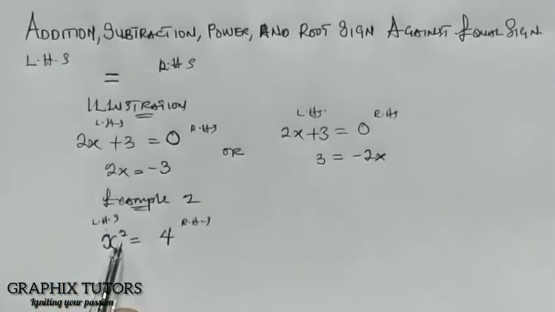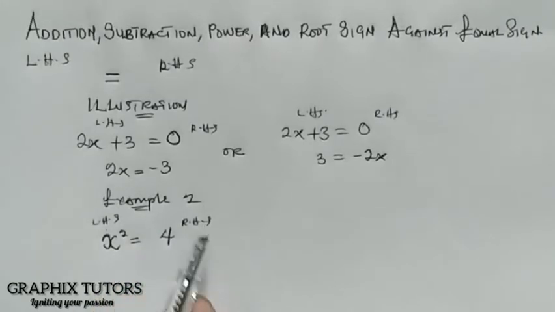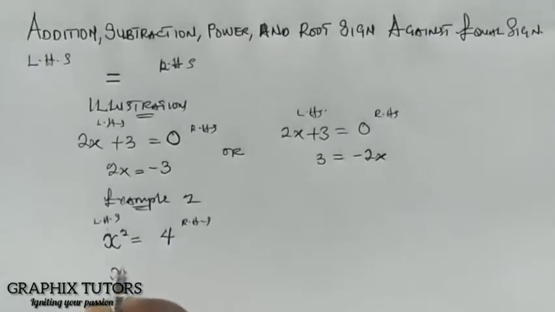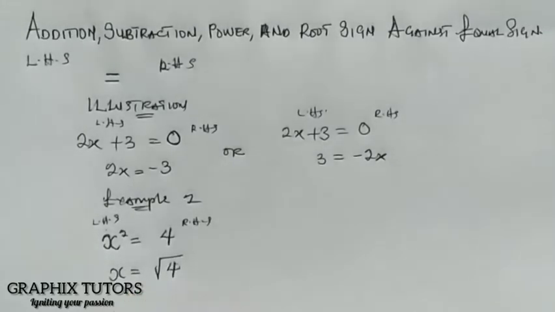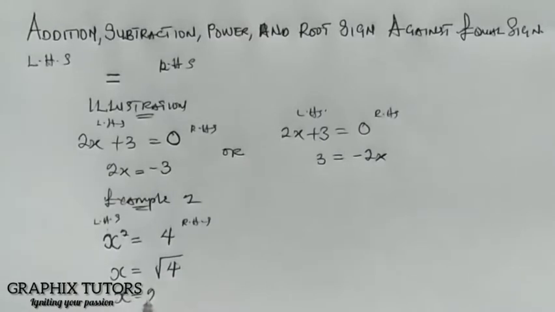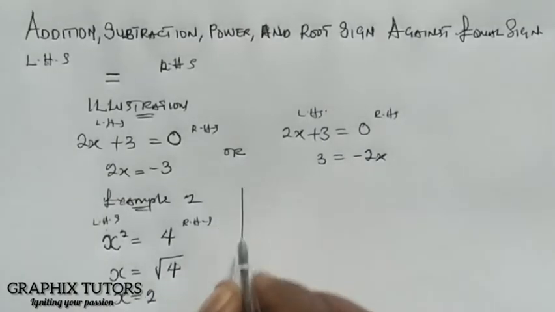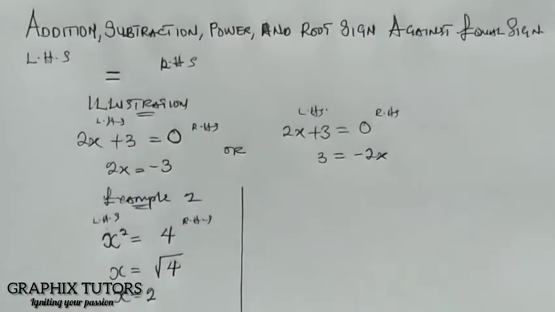If this square crosses, x squared is equal to 4, and we're looking for x. If this square crosses to this side, my x will be equal to the square root of 4, right? And we know that my x now will be equal to 2. We all know this very well.